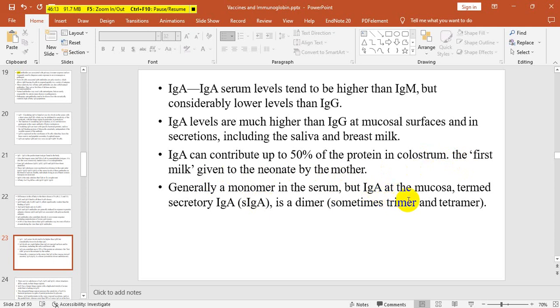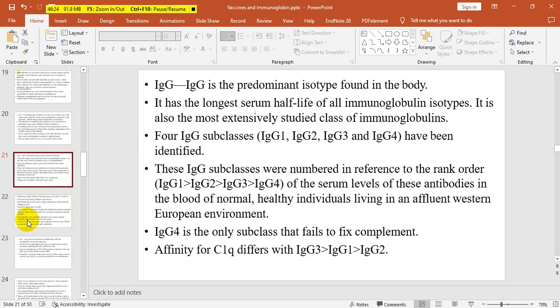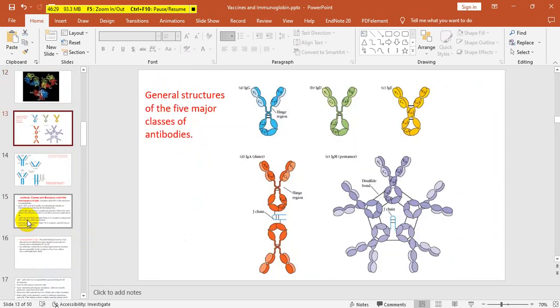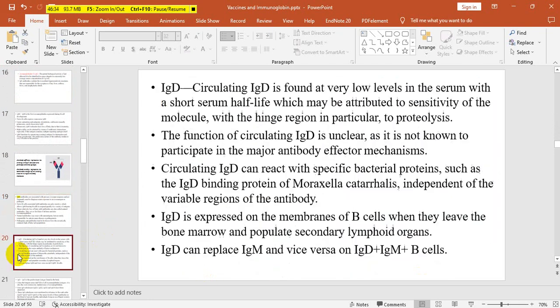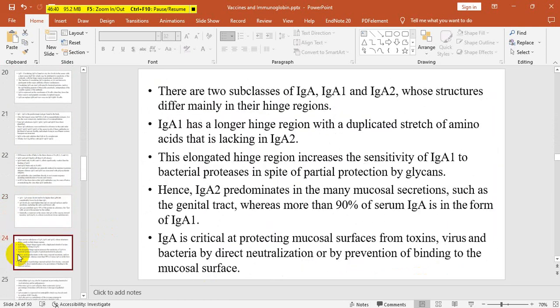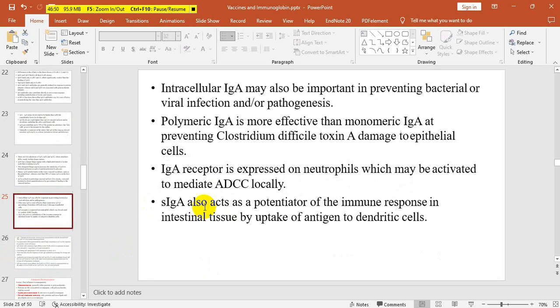The breast milk contains immunoglobulin A, and the immunoglobulin A is also located at the mucosa, termed secretory immunoglobulin A. It's a dimer, like I showed you. It contains two chains, you see there are two, 1, 2. So it's called a dimer. Okay. So these are the subclasses of the immunoglobulin A. So go and read on them.